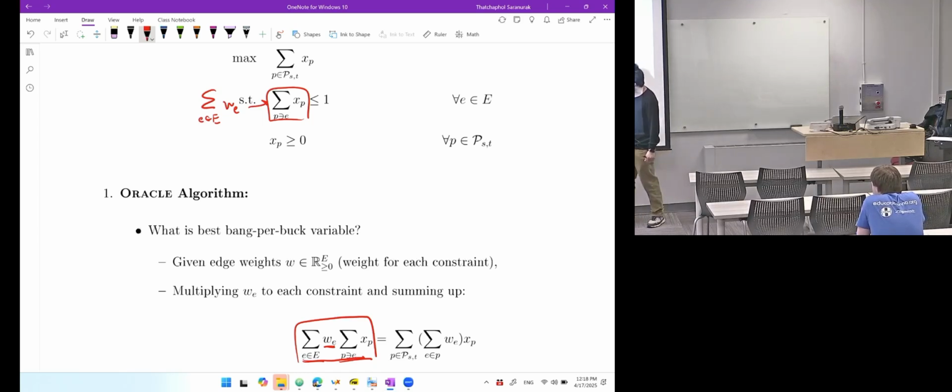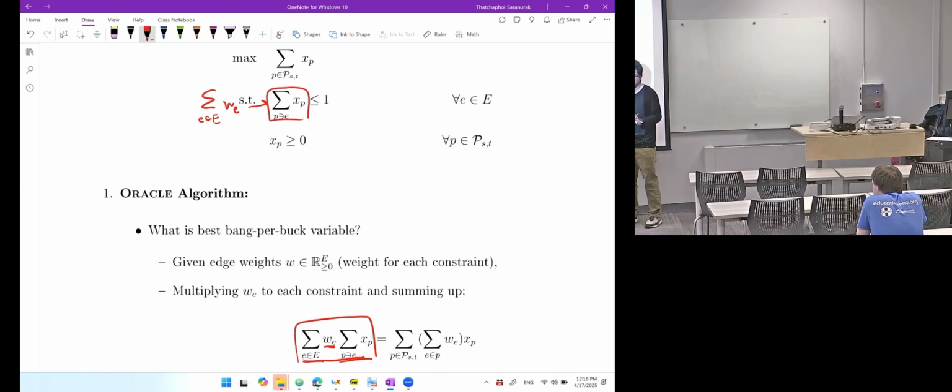Right? I just rearranged the sum. Now it's summing over all paths instead, and you get x_p. What's the coefficient of x_p? It's really just all edges in the path, summing over all the weights w_e. Okay, now it should be clear.